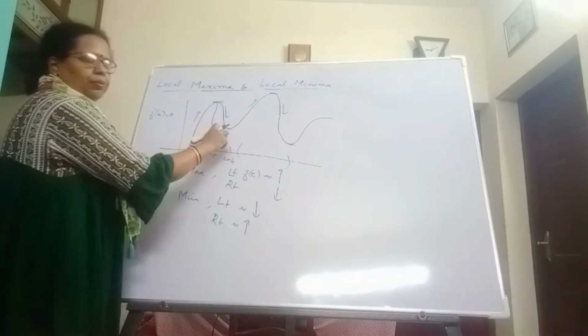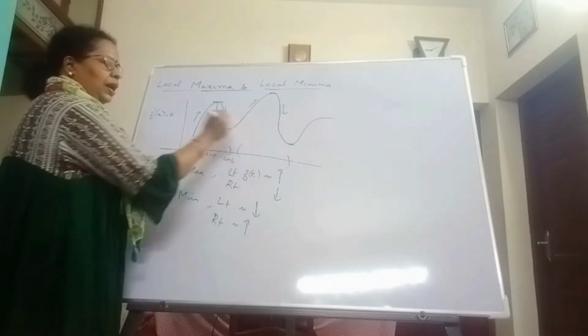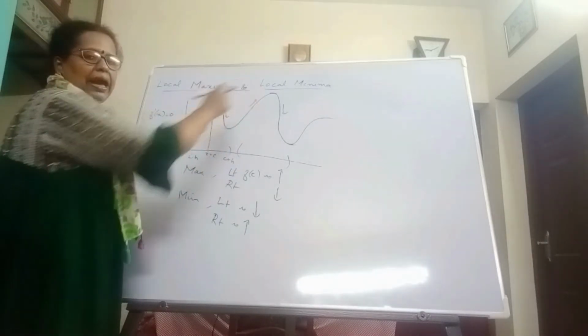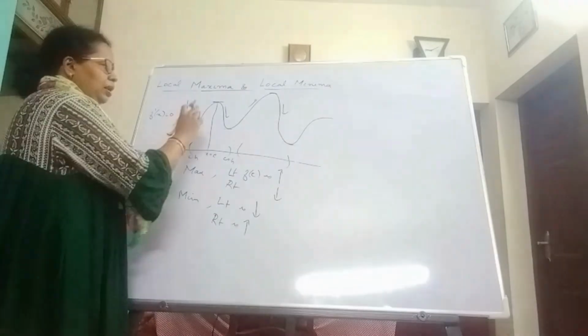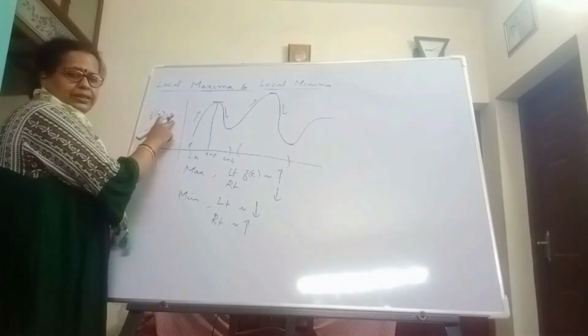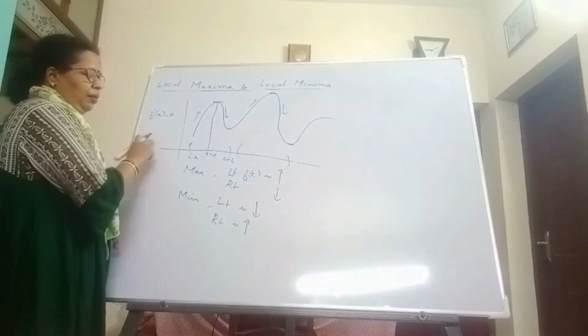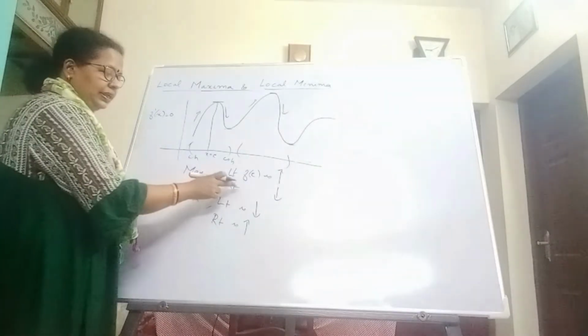And at minimum, what is it? Again, this is parallel. So f dash x is 0 at minimum and maximum. Both minimum and maximum, f dash x is 0. Then how will we discriminate maximum and minimum? For that we have to check the second condition.